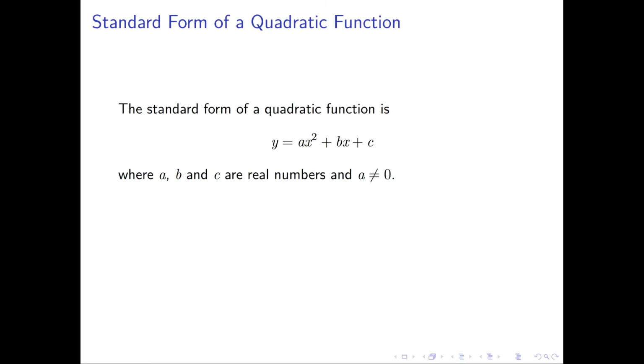Standard form. So the standard form of a quadratic function is y equals ax squared plus bx plus c, where a, b, and c are real numbers and a does not equal 0. You can see that if a did equal 0, the x squared term wouldn't be there, and this would no longer be quadratic.